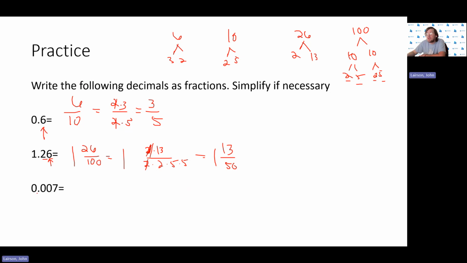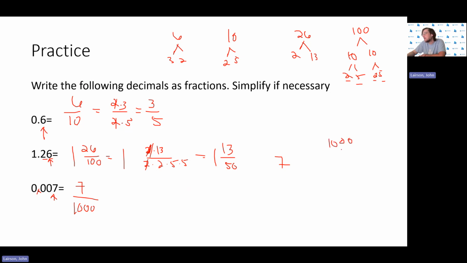Okay, next one. 0.007. So this is 0 and 7 thousandths, right? This is the thousandths place. So I'm going to have 1,000 on the bottom, right? 3 zeros in 1,000, 3 decimal places over, 3 digits over. And 7, I'm ignoring this decimal and the leading zeros. 7's prime, so I could do factor trees to see if I can reduce, but I don't need to do a factor tree for 7.